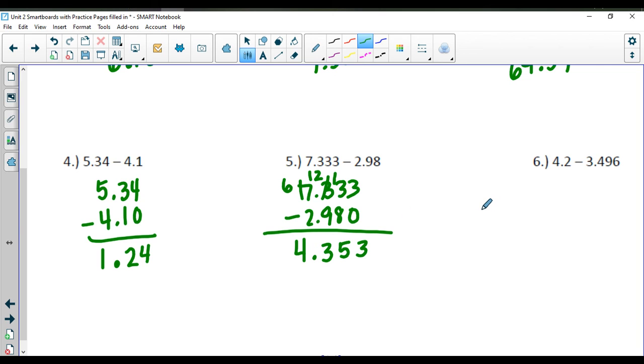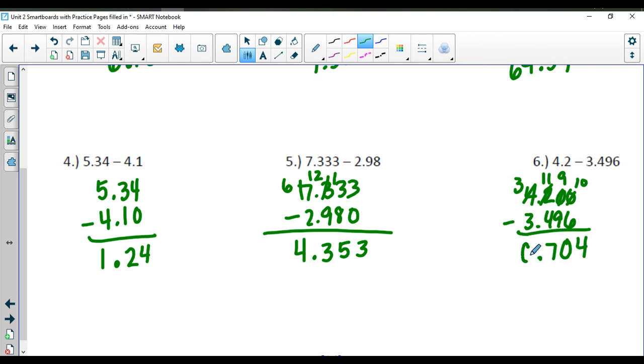Last example that you have here on this one, 4.2 minus 3.496. I'm going to add on 2 zeros, borrow, borrow, and that's going to have to borrow to make that a 10. 4, 9 minus 9 is 0. 4, 3, borrow, 11 minus 4 is 7, and I get a 0 out front. So there you have it. That is your lesson on decimals with place value and adding and subtracting.